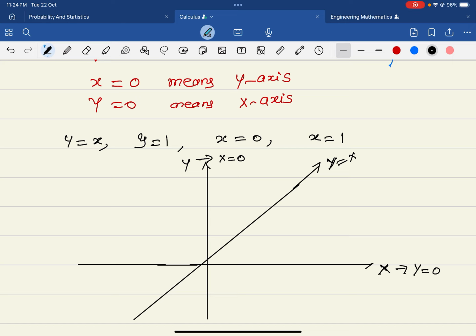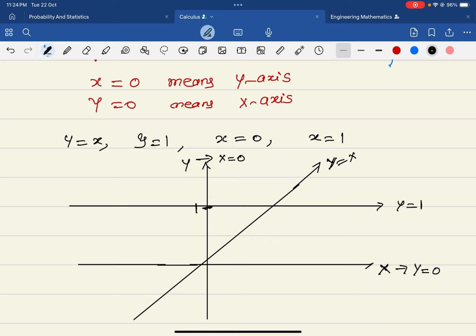Suppose I need y is equal to 1. What does y is equal to 1 mean? Let us put y is equal to 1 somewhere here. Y is 1 is this line. Let us draw the line y is equal to 1, and write down the equation. This is y is equal to 1.